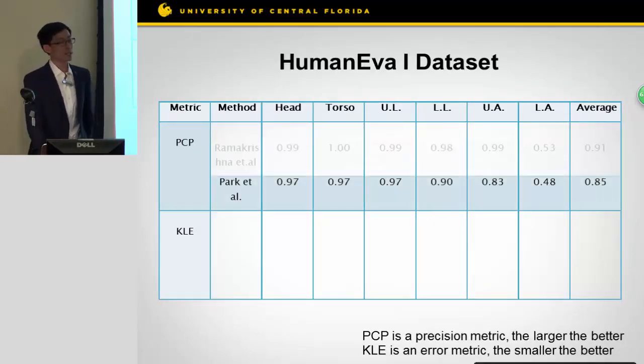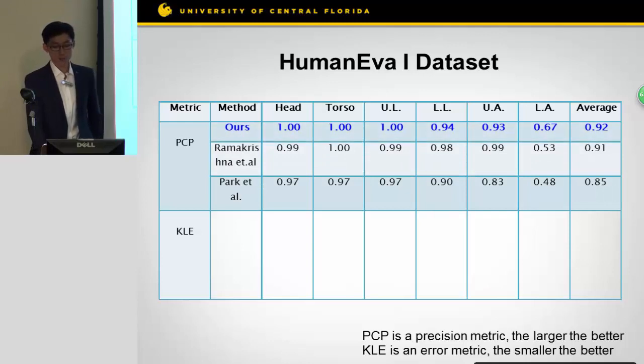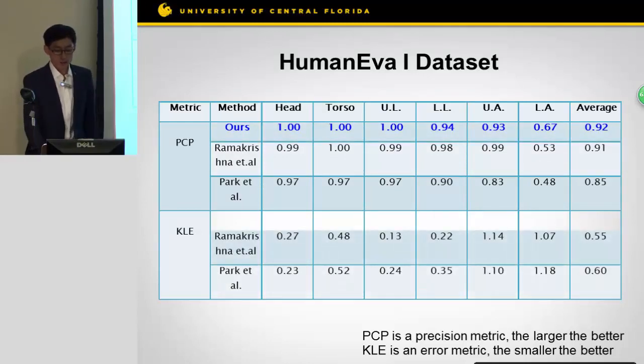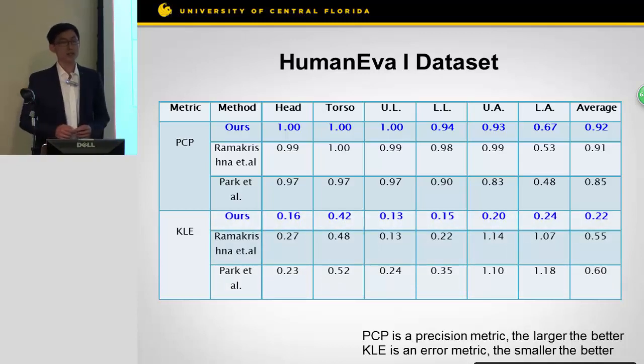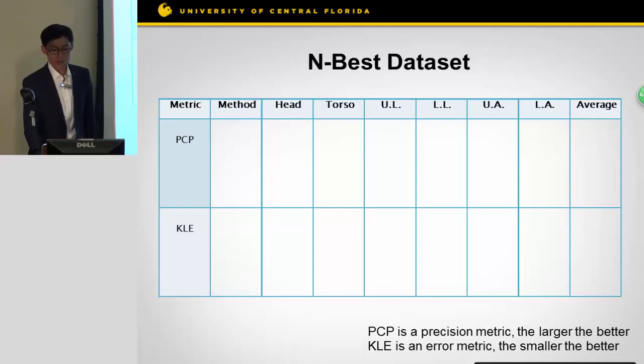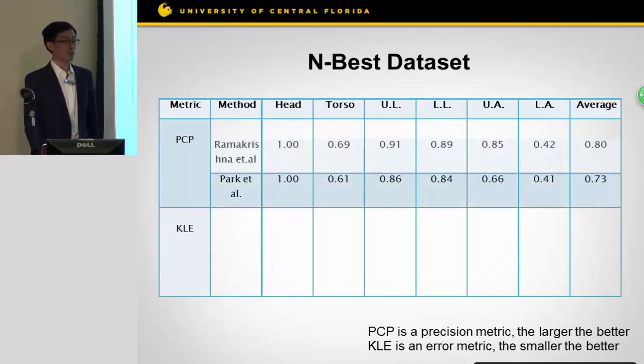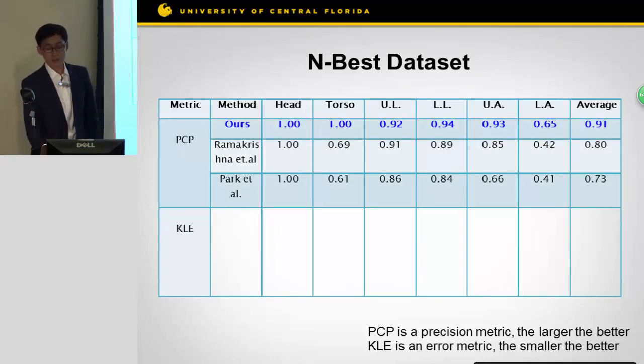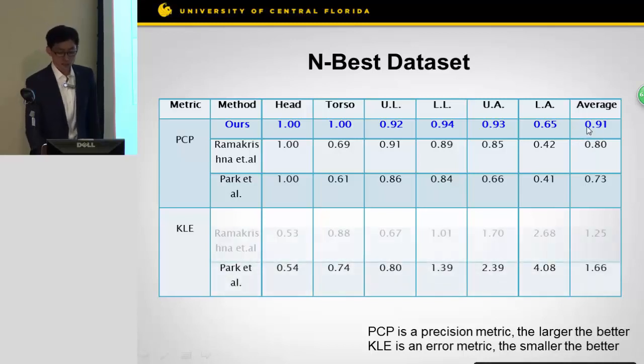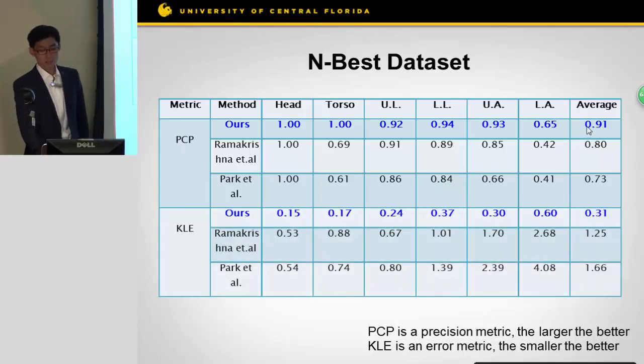And for the HumanEva dataset, similarly we have improvement using the PCP measure, and also for KLE, the improvement is more than 50% on average. And for the n-best dataset, the second best method only gets 80% accuracy, but our method on average can get 91% accuracy here. And for the KLE, the improvement is even more.